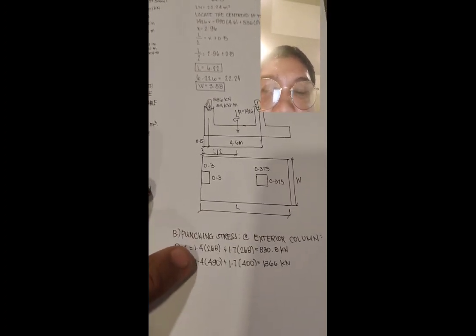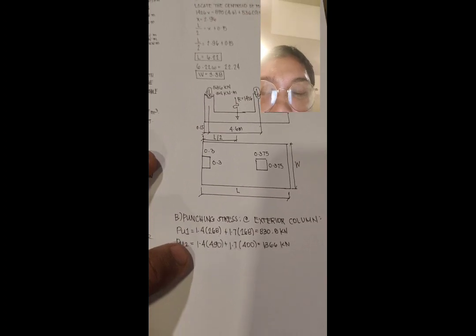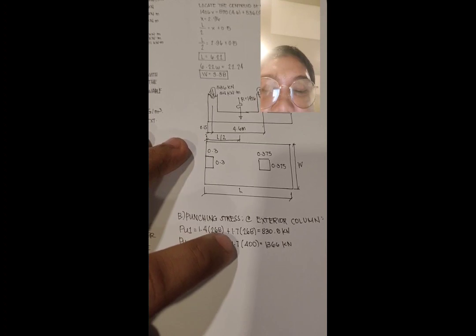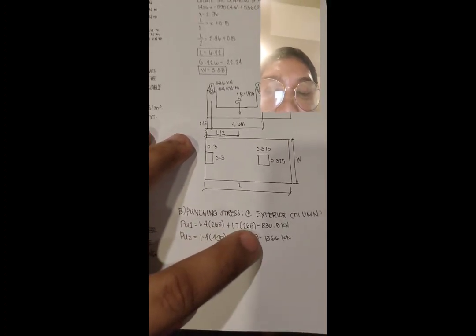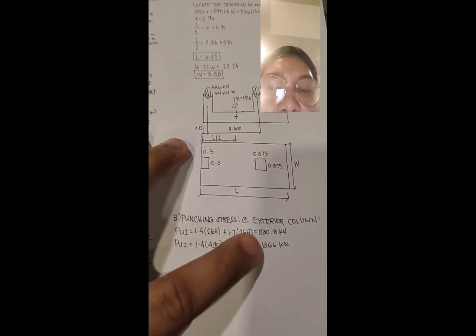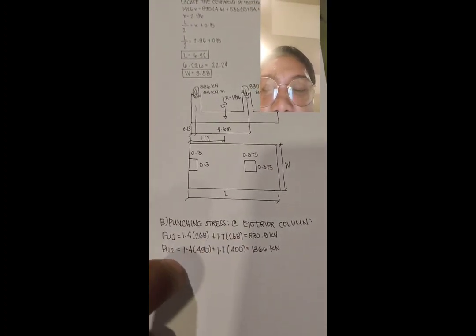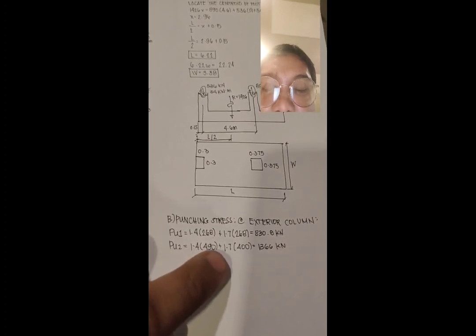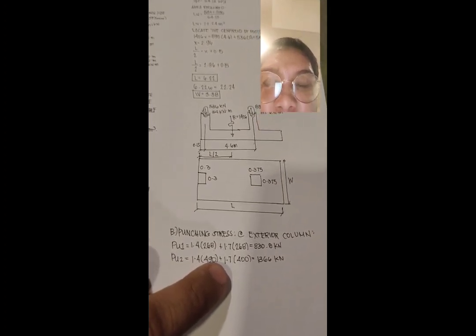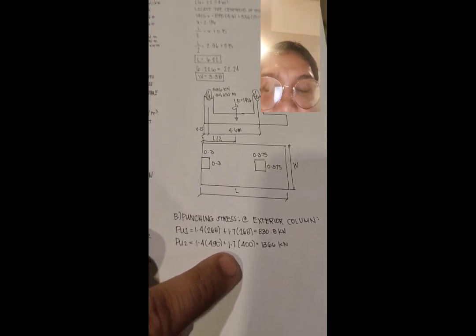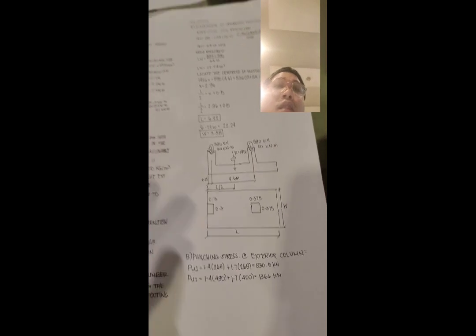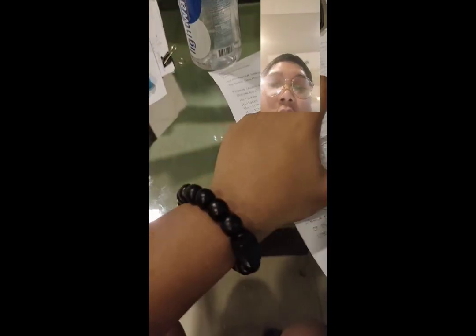Now, for B, punching stress at exterior column, we have PU1 is equals to 1.4 dead load na 268 plus 1.7 and LL na 268 is equals to 830.8 kilonewton. Then PU2 is equals to 1.4 times 490 na DL lang naman plus 1.7 times 400 LL is equals to 1366 kilonewton. Next, we have here next page niya.